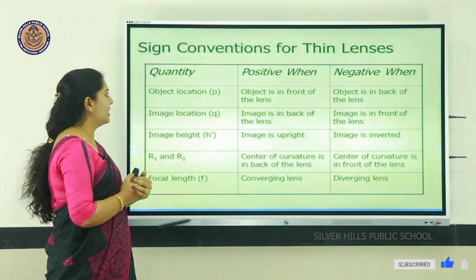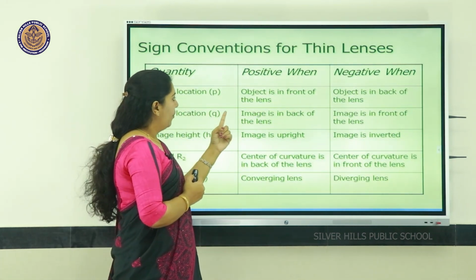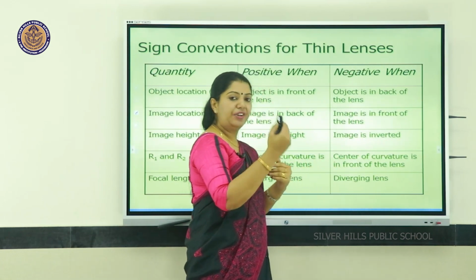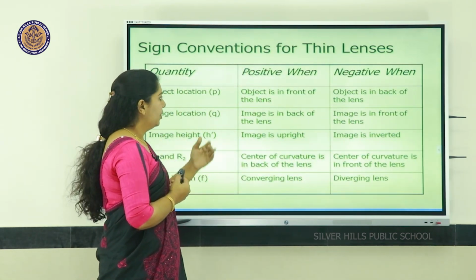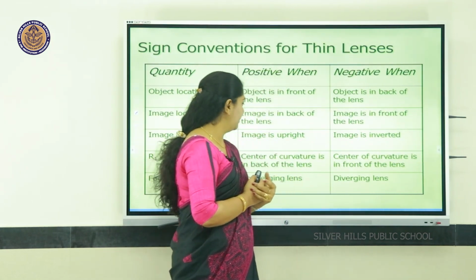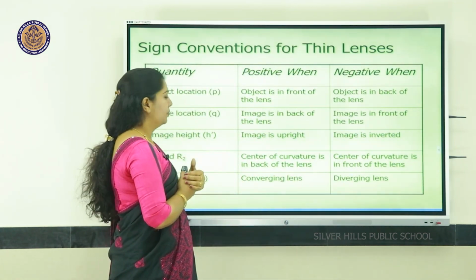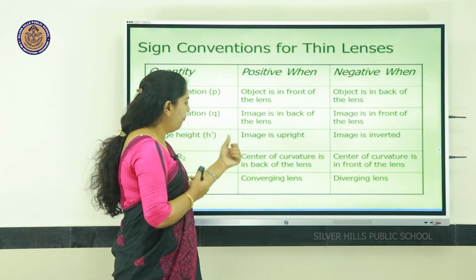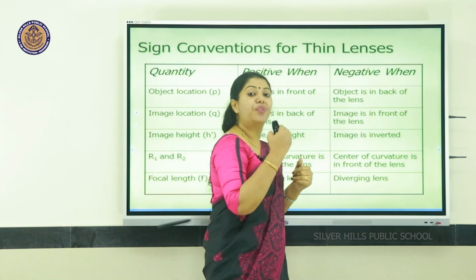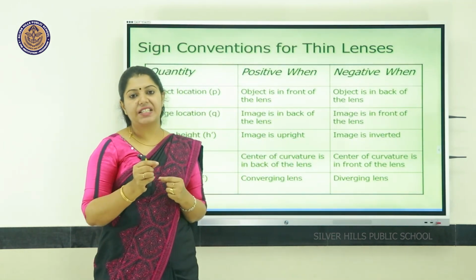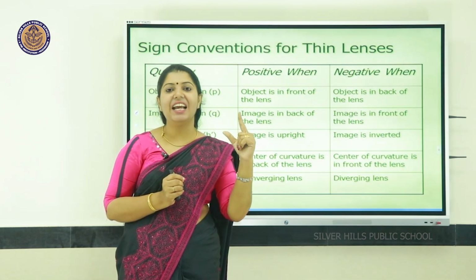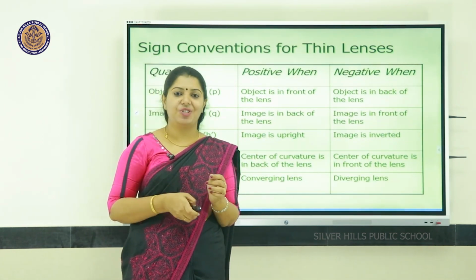Sign convention for thin lenses. Image location: positive when the image is in back of the lens, negative when the image is in front of the lens. Then image height: positive when the image is upright, negative when the image is inverted. R1 and R2, radius of curvature: positive when the center of curvature is in back of the lens, negative when the center of curvature is in front of the lens. Focal length of a convex lens is positive and focal length of a concave lens is negative, because a convex lens is a converging lens and a concave lens is a diverging lens.